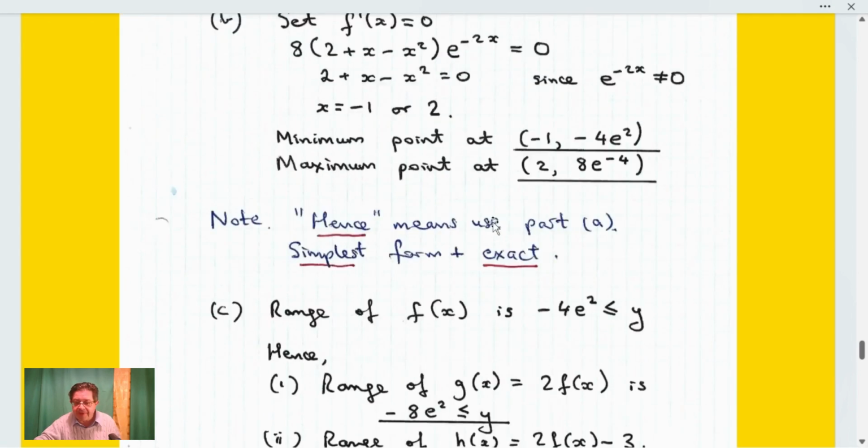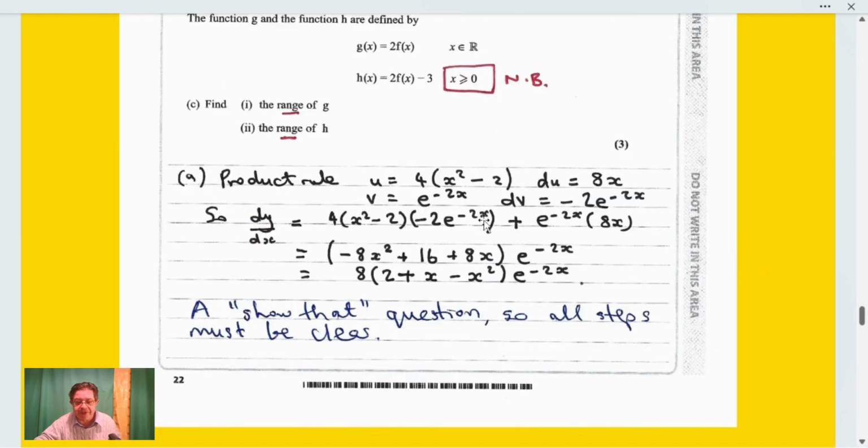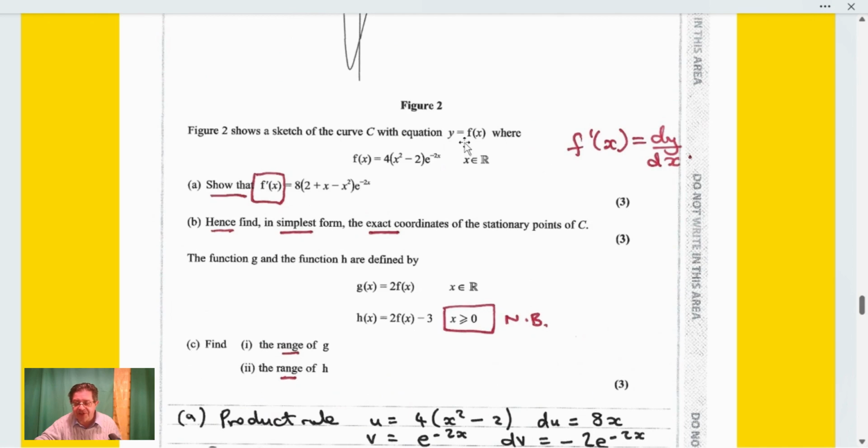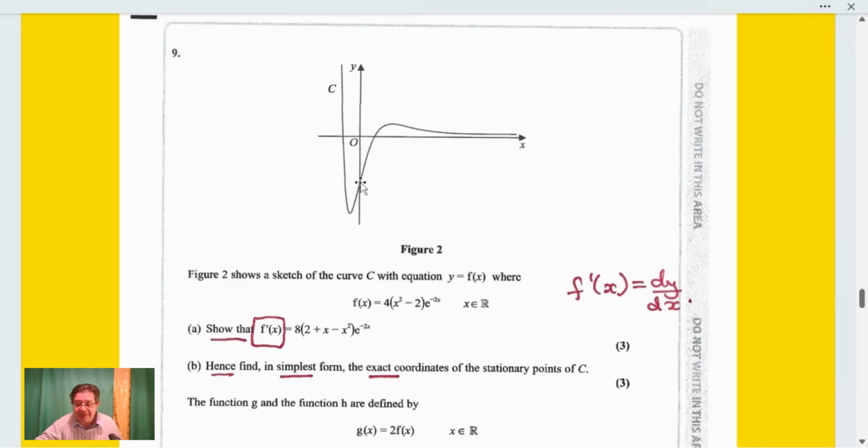Answer given. Now there's a potential trap in part 2. The range of h of x is 2f of x, take 3, which is the first part, g of x take 3, but the domain has been changed to x is greater than or equal to 0. We're only defining h of x on the right hand side, so I need to know the range of the original function f of x on the right hand side. It's different to the range for the whole of the real numbers.